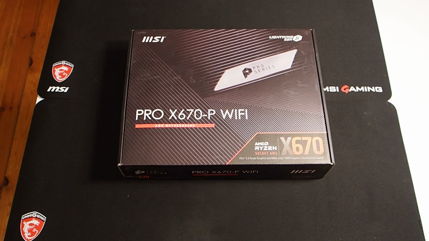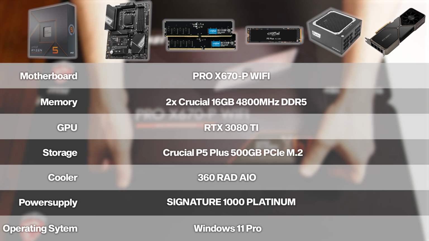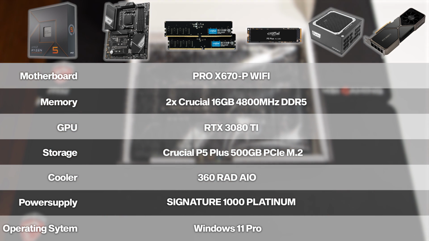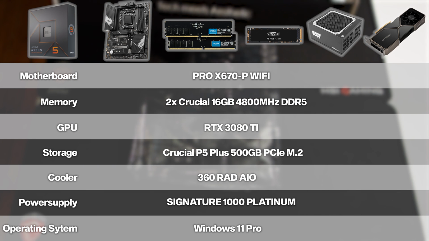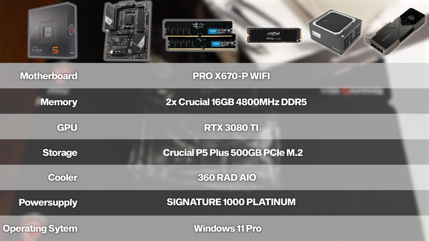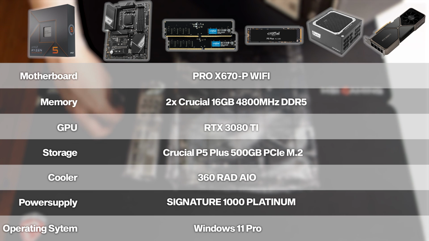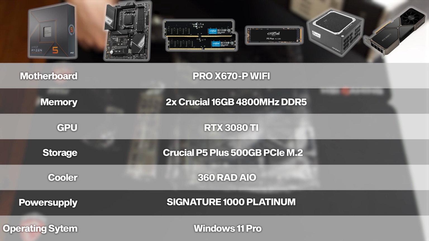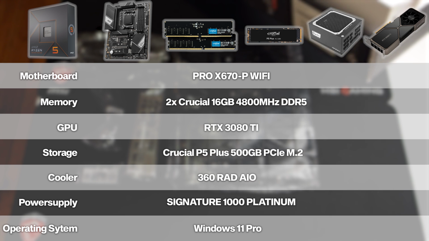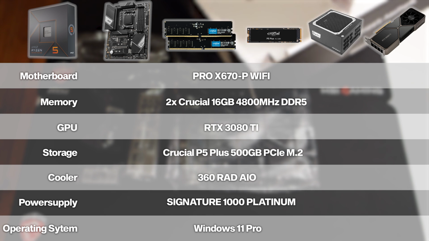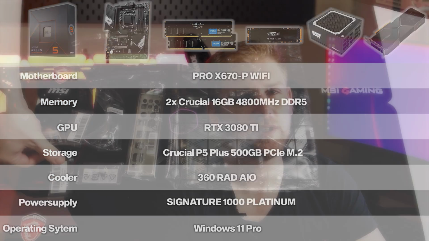For the purposes of the review, the CPU obviously was a 7600X. The motherboard was an MSI X670P Pro Wi-Fi. RAM, we had Crucial 16 gigabytes at 4800 megahertz, two of those. We had a Crucial P5 Plus 500 gig, an Antec Signature Platinum 1000 watt. That was to make sure that we had no wattage issues. GPU, we had a Gainward RTX 3080 Ti. For cooling, we used a 360mm AIO, which was an MSI Core Liquid V2. And the actual bench was the Cooler Master MasterFrame.